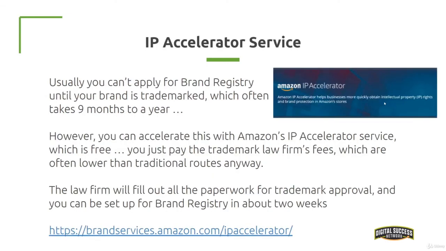So the one requirement for Amazon brand registry is your brand must be trademarked, and that often takes 9 months to a year. However, you can now accelerate your trademark process with Amazon's IP Accelerator service, and it's free. You just pay the trademark law firm's fees, which I notice are often lower than traditional routes anyway. The law firm will fill out all the paperwork for trademark approval, and while the trademark itself will still take 9 months to a year, you can be set up for brand registry in about 2 weeks, because Amazon knows that you're registering for the trademark. To do that, you go to brandservices.amazon.com/IPAccelerator.